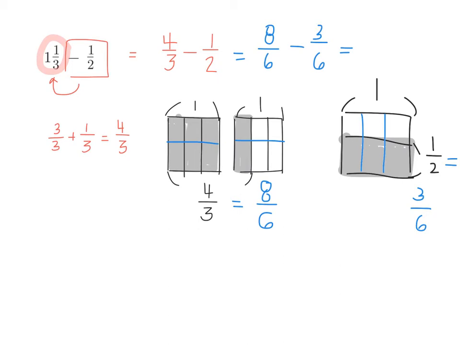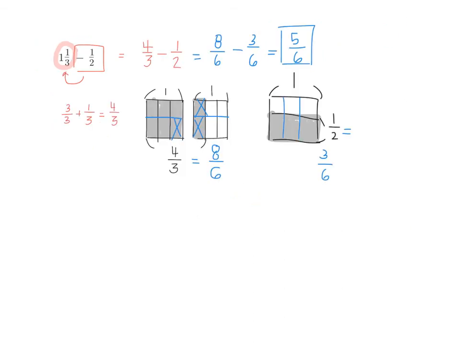Okay, now if I have 8/6 and I have to take away 3 of them, how many sixths do I have left? 5. So the answer is 5/6. Okay, very good. Now, remember when I said there were 2 strategies, and the first strategy was making the first fraction into an improper fraction? Okay, so if we don't do that, our problem was 1 and 1/3 minus 1/2.